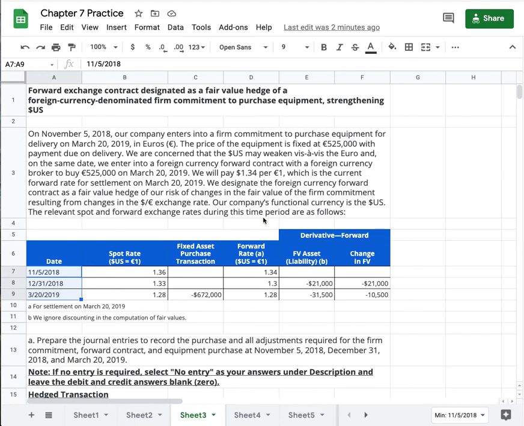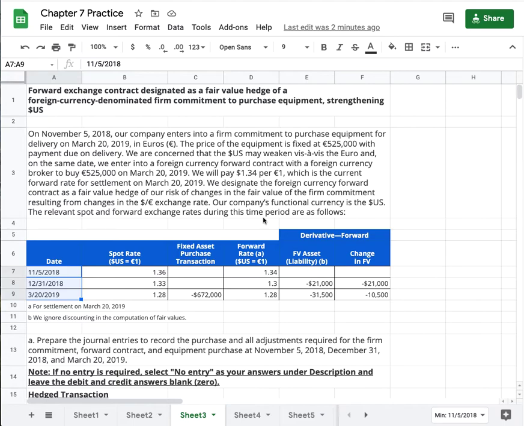Contract designated as a fair value hedge of a foreign currency denominated firm commitment to purchase equipment. On November 5th, 2018, our company enters into a firm commitment to purchase equipment for delivery on March 20th, 2019 in euros. The price of the equipment is fixed at €525,000 with payment due on delivery.